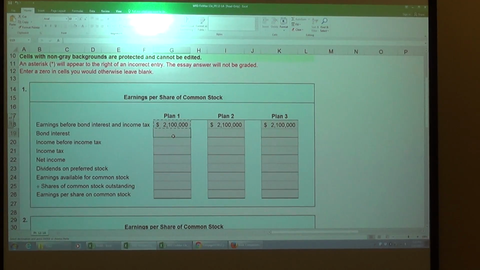So in plan 1, it tells us that we don't have any bond. Plan 2, we don't have a bond, but in plan 3, we do. So here we have a $9 million bond. So we're going to deduct the interest expense here. So our interest on the bond is, we have a $9 million bond. We multiply that by the interest rate, which is 8%. So we'll have about 720,000. That is right. 720,000 it is.